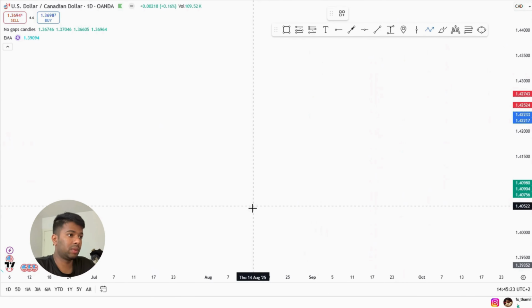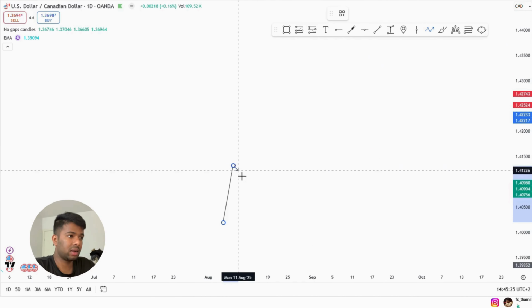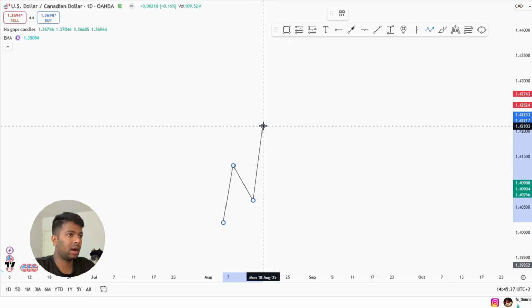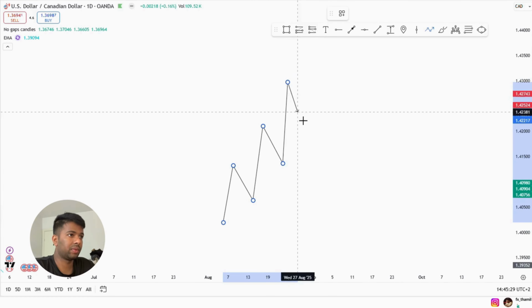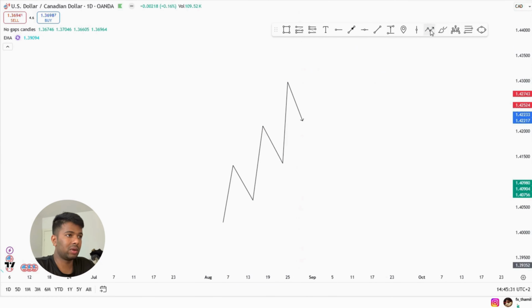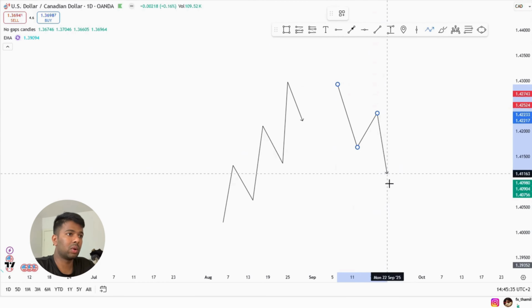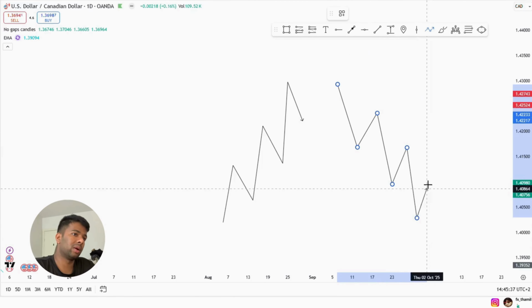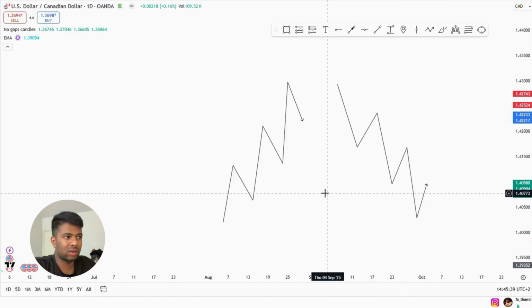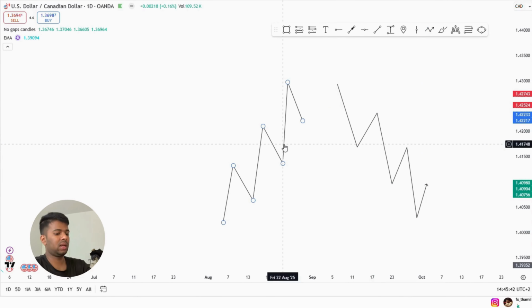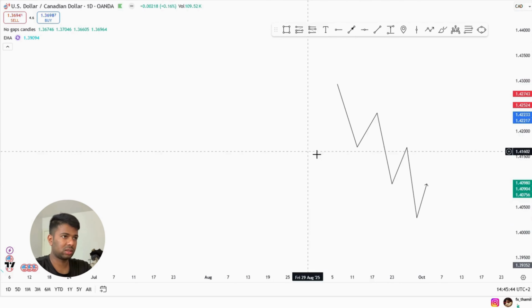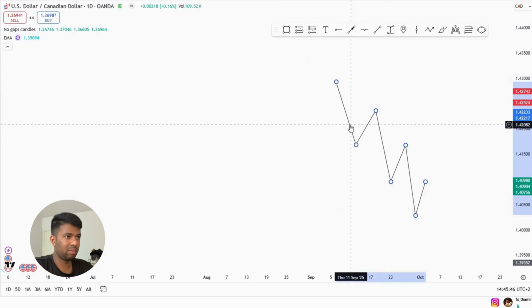Whenever the market is bullish, the market moves in higher highs and higher lows, higher high, higher low, higher high, higher low. Whenever the market is bearish, the market moves in lower lows and lower highs, lower low, lower high, lower low, and lower high. Since we are trading a bearish market next week, I'm going to remove this bullish structure and talk about this bearish structure.